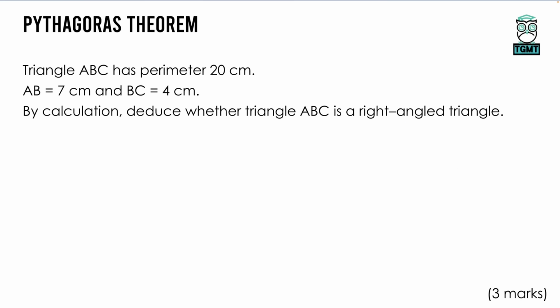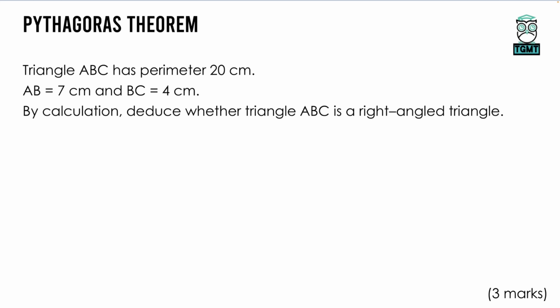Looking at some Pythagoras Theorem, and this is an interesting one because there's no diagram. It says here triangle ABC has a perimeter of 20 centimetres, A to B is 7, B to C is 4. By calculation, deduce whether triangle ABC is a right angled triangle.